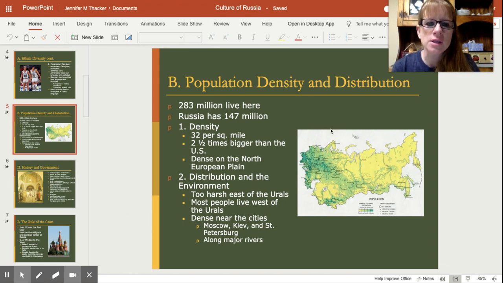Okay, so this is a population distribution map, and if you were to Google image it, you'd probably find a bigger picture. 283 million people live in these areas. Russia has 147 million, and so most of them here are in this dark area. And again, look how empty it is up here. Because remember, girls, it's very close to the Arctic Circle. It's Siberia. Soil's awful.